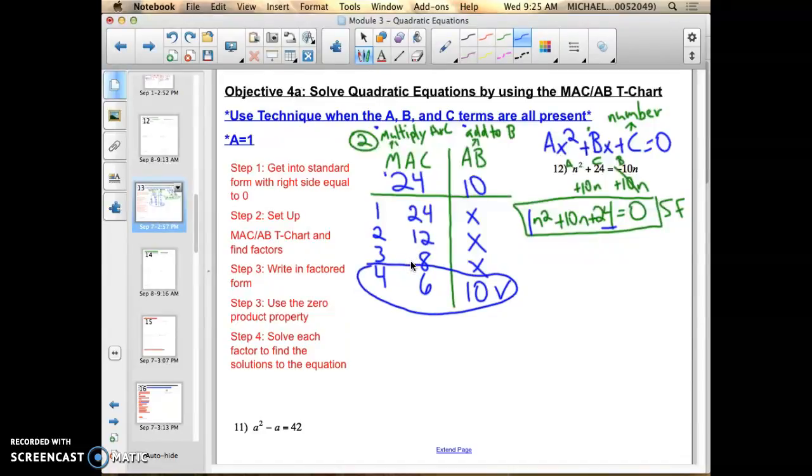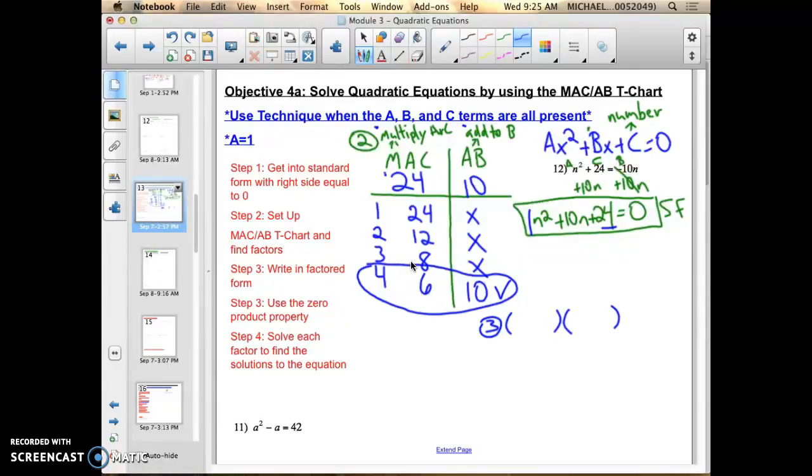Now, I'm going to put step 3 over here. I'm going to write in factored form. So when it's a quadratic trinomial, when the A, B, and C terms are present, I'm going to write 2 binomials. The standard form becomes factored form and it becomes 2 binomials. I need to give myself a little bit more space, so I'll write it down here. 2 binomials, all right?